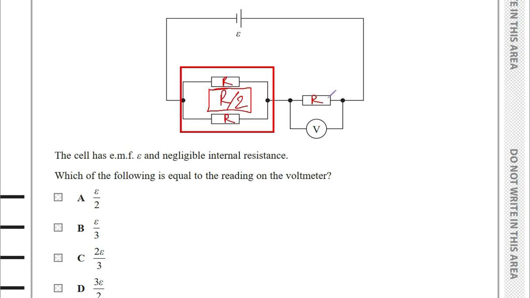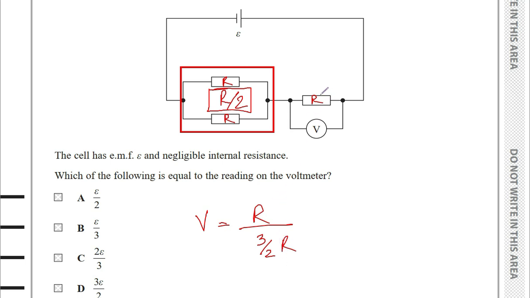Then the question says the voltmeter reading. So for this, you have to apply the concept of potential divider, right? So V corresponds to this resistance R. So the concept of potential divider is this R out of the total resistance, right? So the total resistance would be R plus R by 2. R plus R by 2 is 3 by 2 R. So this is the ratio of the resistance, right?